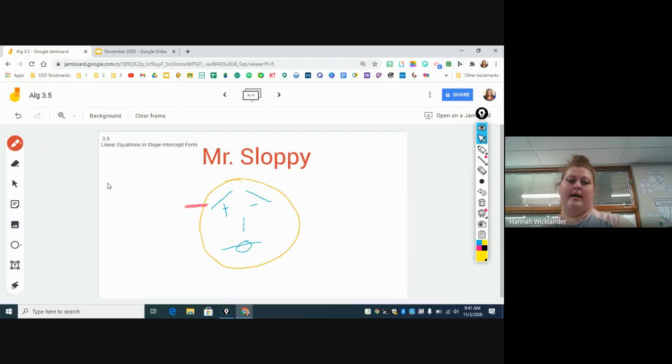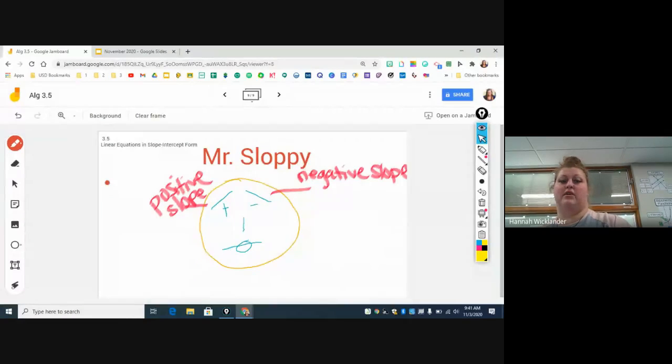So right here I have positive slope, and then this one's negative. This one right here is a slope of 0 or no slope because there is no rise over run, or no run. And then this is a zero slope because it's a straight line.